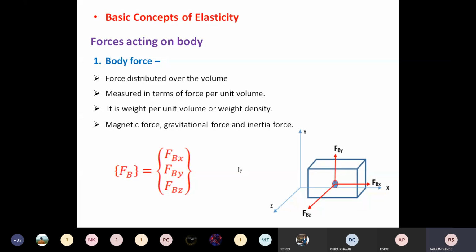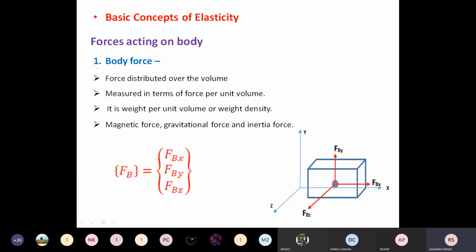Any doubt in this case? If you have doubt, you can ask me. Here, this is the force per unit volume. We are not classifying the forces as concurrent forces, axial forces, lateral forces, like that. What we are classifying are the major types of forces. Now, the first major type is body force.